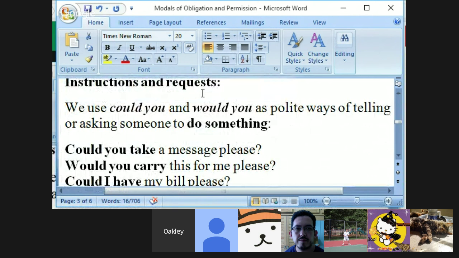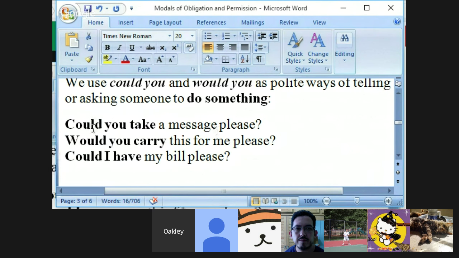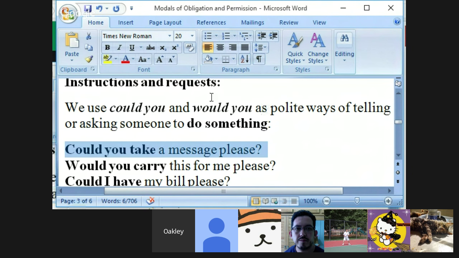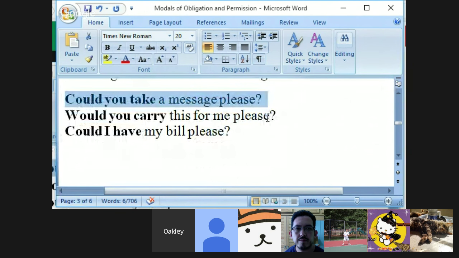Okay, all right. Instructions and requests. Could you and would you are polite ways of telling or asking someone to do something. Could you take a message, please? Would you carry this for me, please? Could I have my bill, please? Again, either giving instructions or making a request. Sometimes it's hard to tell the difference.